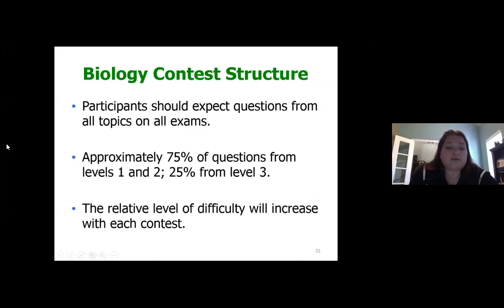So all topics will be covered on all of the exams. The level of the content, as I've already mentioned, is 75% from levels 1 and 2 from the previous slide, and then 25% from level 3. And then of course the relative difficulty for each test is going to increase. So what might be considered a level 1 question on the invitational is not going to be the same difficulty as a level 1 question on the state test.